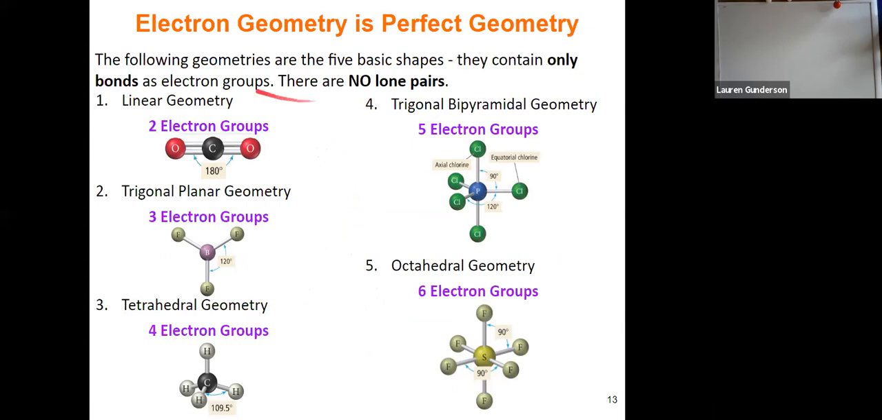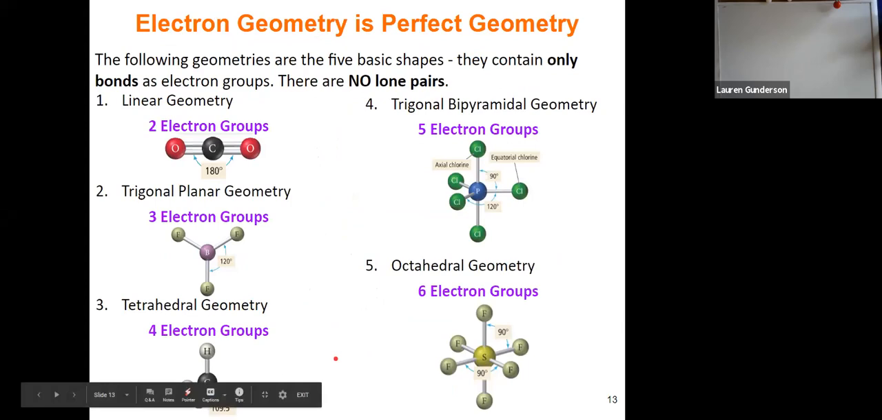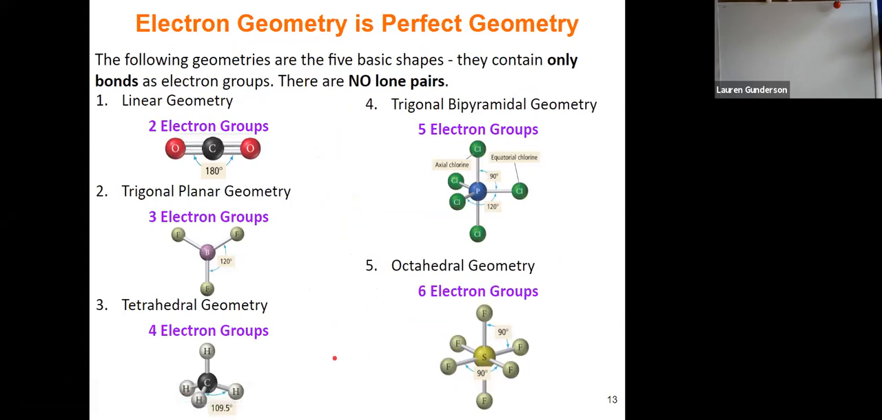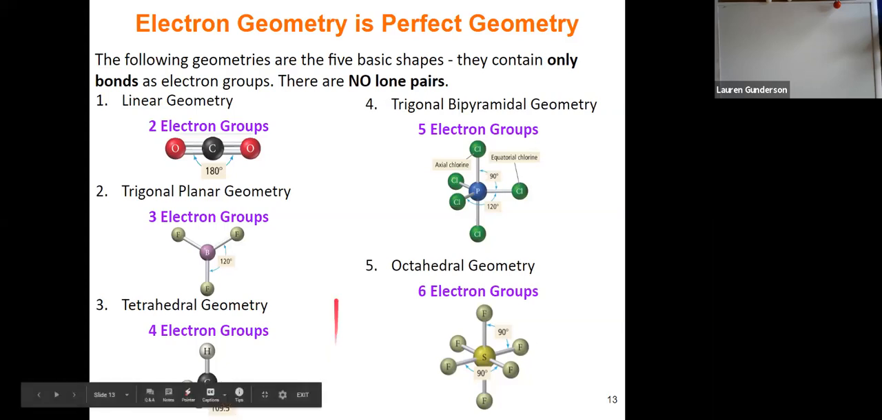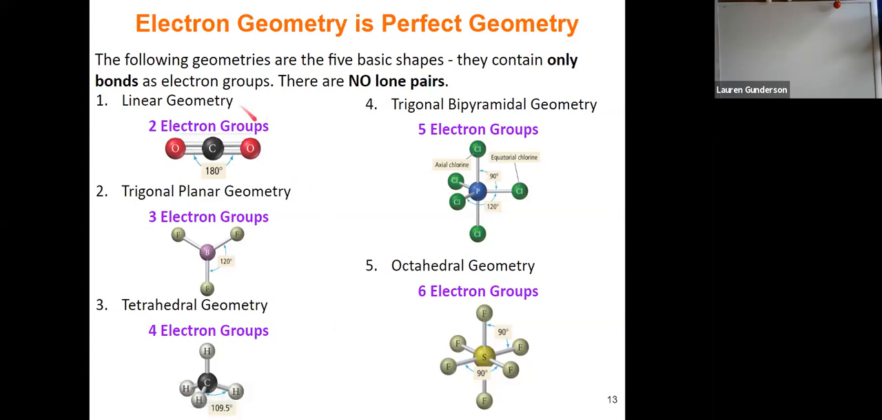Okay. Now these are electron geometries. So these ones are going to be the perfect ones. They only contain bonds as electron groups. There's no lone pairs in the shapes that I'm describing right now. These are the perfect shapes. As soon as we start introducing lone pairs, again, that has to do with molecular geometry instead. So these are 2 electron groups is linear, 3 electron groups is trigonal planar, and so on. And we're going to run through each of these.